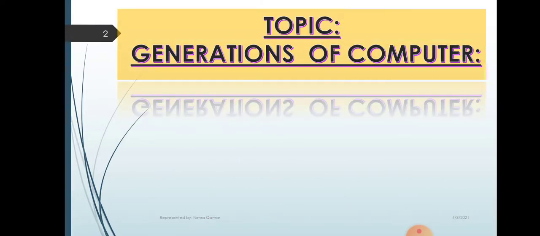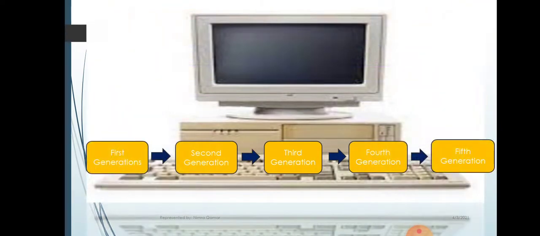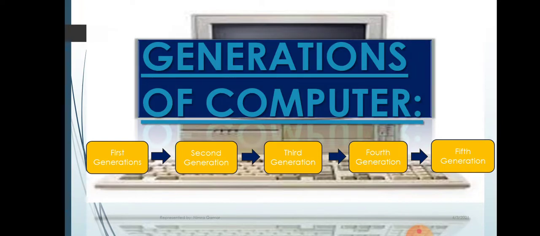Today my topic of computer is the generations of computer. There are total 5 generations of computer. They were named as first, second, third, fourth and fifth generations of the computers. So in this section we will discuss about only the first generation of computer system.